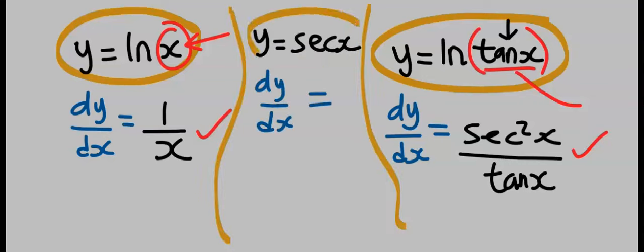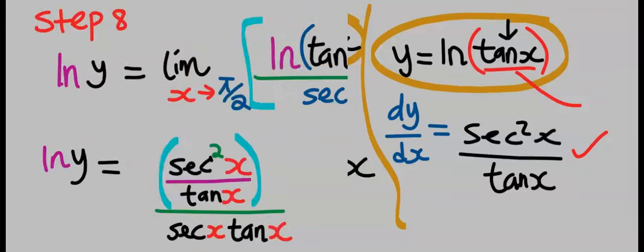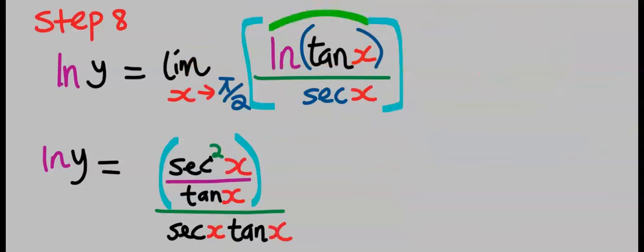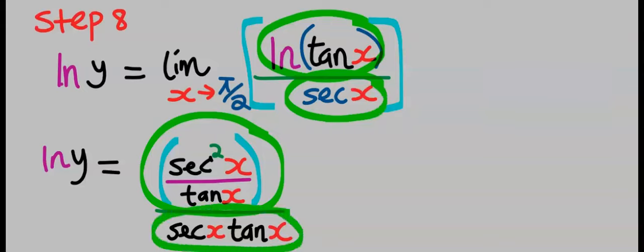Likewise, if we differentiate sec x, your answer is going to be sec x tan x. With this concept, next let's differentiate the numerator, which is ln tan x, and we are going to have sec squared x over tan x. Next, we are going to differentiate the denominator, which is sec x, and our answer is sec x tan x.